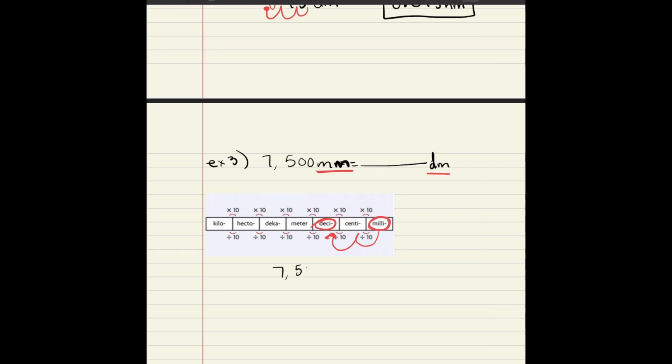So it would be 7,500. My decimal is here, moves 1, 2 to the left. So my answer is 75 decimeters.